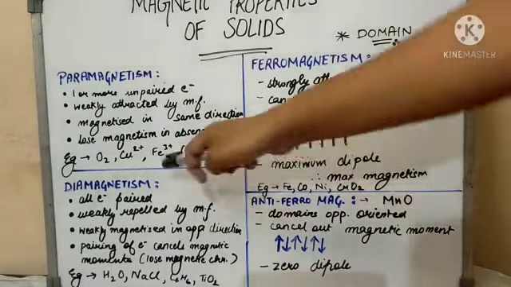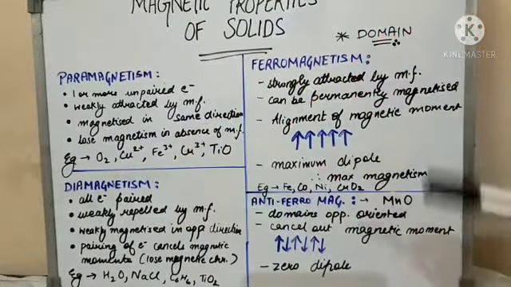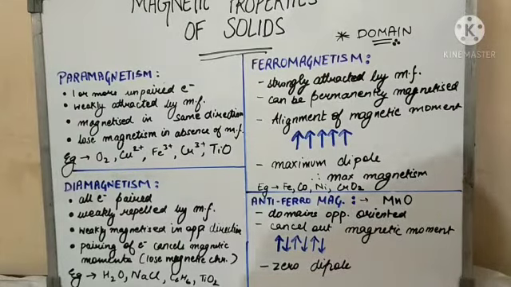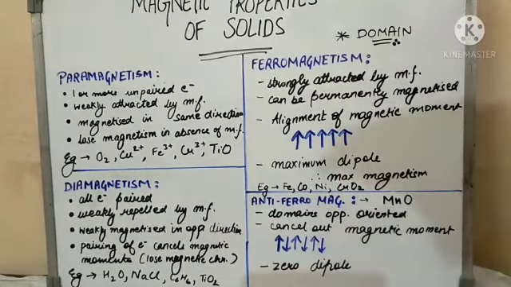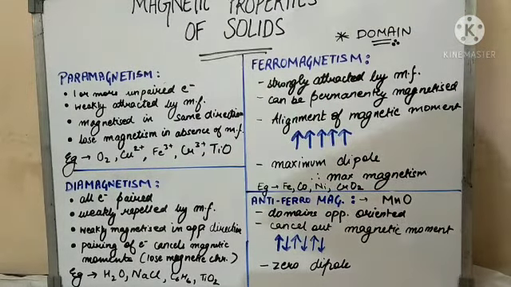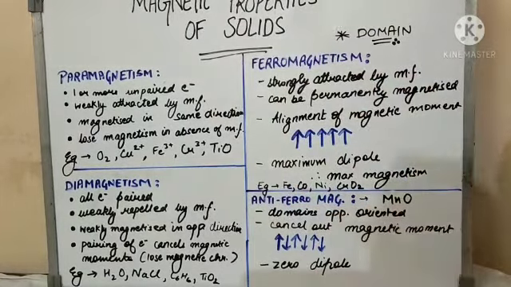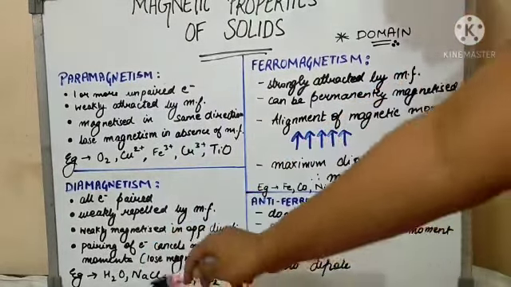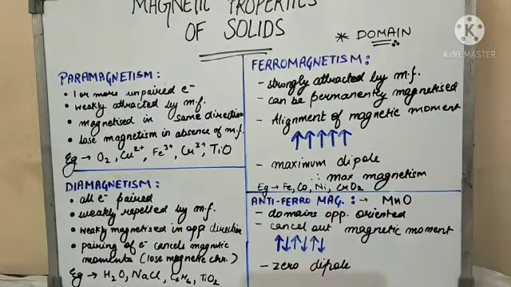Next we have diamagnetism. In diamagnetism, all of the electrons are paired. They are usually weakly repelled by the magnetic field, and they are weakly magnetized in the opposite direction. Because all the electrons are paired, their magnetic moments cancel and they lose their magnetic character very easily. A few examples of substances can be H2O, NaCl, C6H6, TiO2, etc.